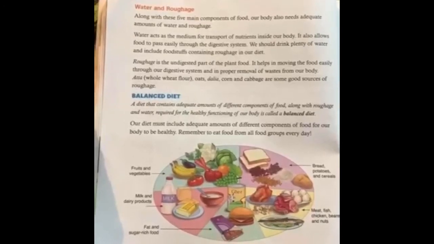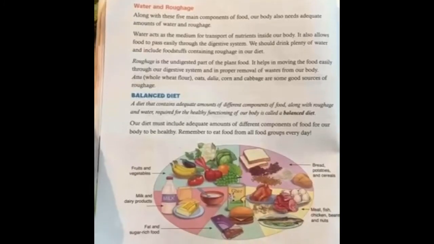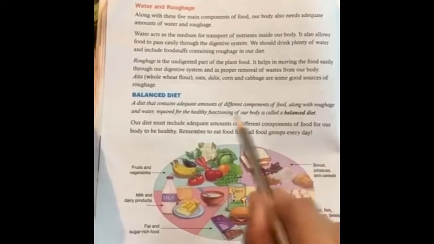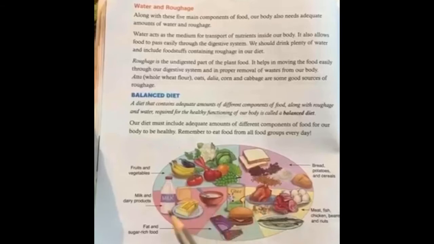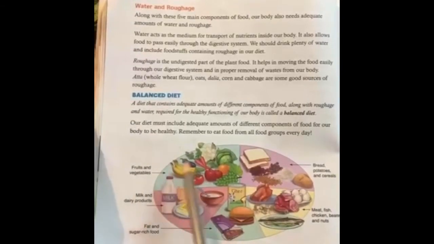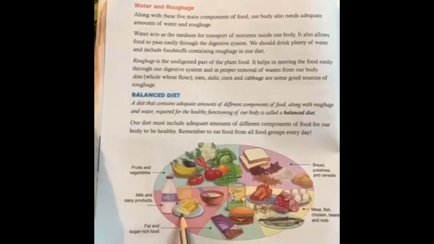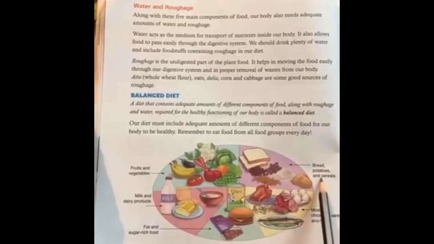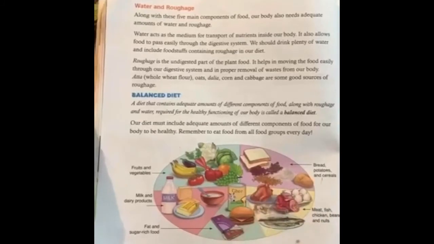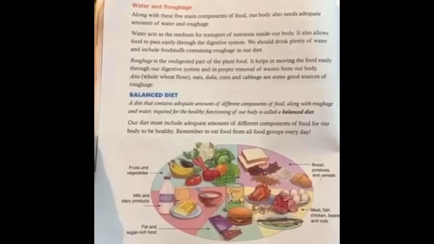Now in this picture, see this, there are different food groups and a balanced diet contains different food components in adequate amount. So we should try to include all the things from different food groups like fruits and vegetables, at least 2 servings of fruits and vegetables. Milk we should always include in our diet. Fat also should be included in a little bit amount. Bread, potatoes and cereals should also be included in our diet. And nuts or meat or fish should also be included in our diet.